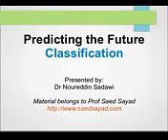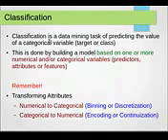Welcome back. In this video we'll start explaining what classification is and give a brief introduction of what the process of classification entails. Now, classification is a data mining task of predicting the value of a categorical variable, sometimes called a target or a class.